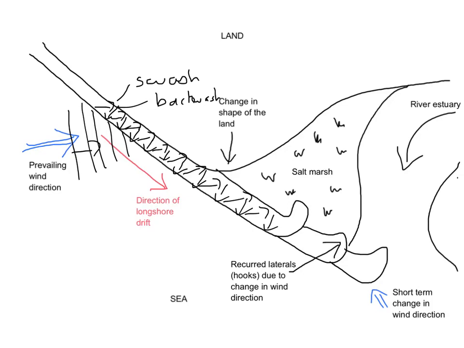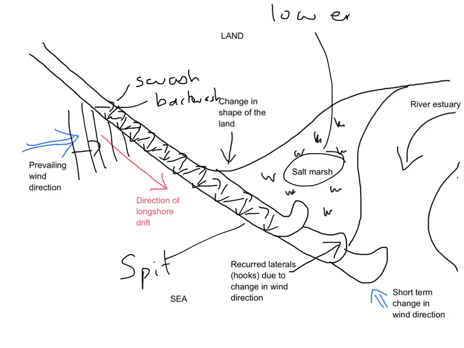and slowly behind this extension out from the land, which we call a spit, so this is called a spit, behind it we get a salt marsh. And this area of the sea is protected by the spit from the high energy waves approaching the shore. So salt marshes are typically areas of low energy and therefore lead to deposition.